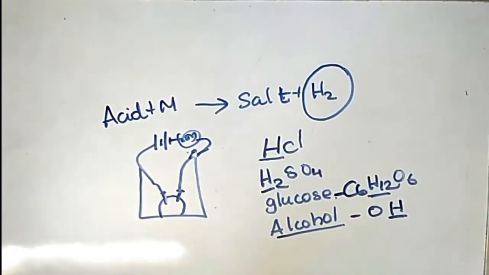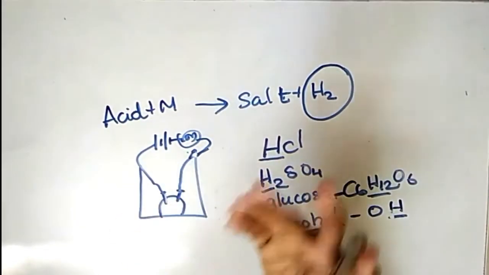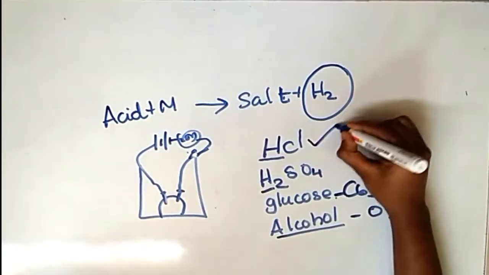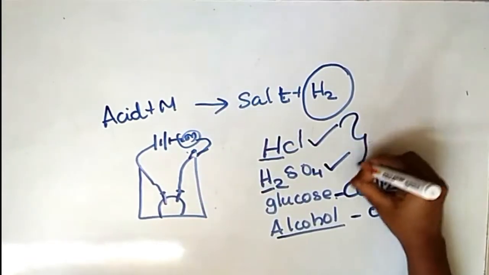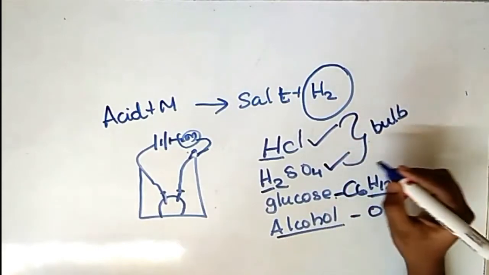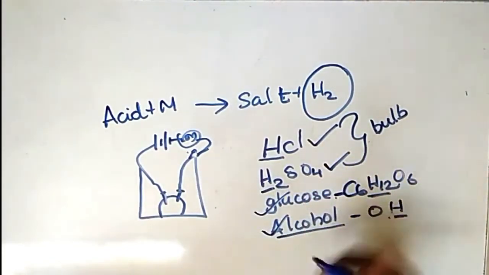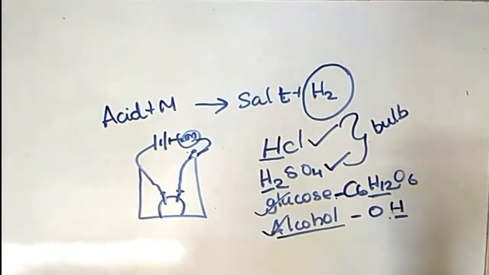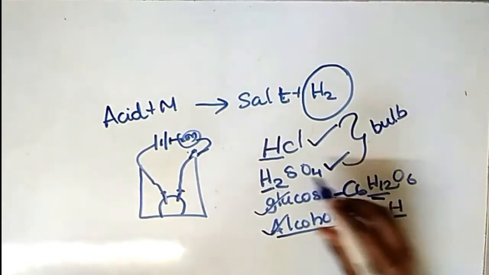Dilute all these solutions and add them to the experiment separately to check what happens. When dilute HCl and dilute sulfuric acid were added, the bulb glows. But the bulb didn't glow with glucose and alcohol. So what do you understand from this experiment? Even though all the solutions have hydrogen atoms, they didn't conduct electricity.